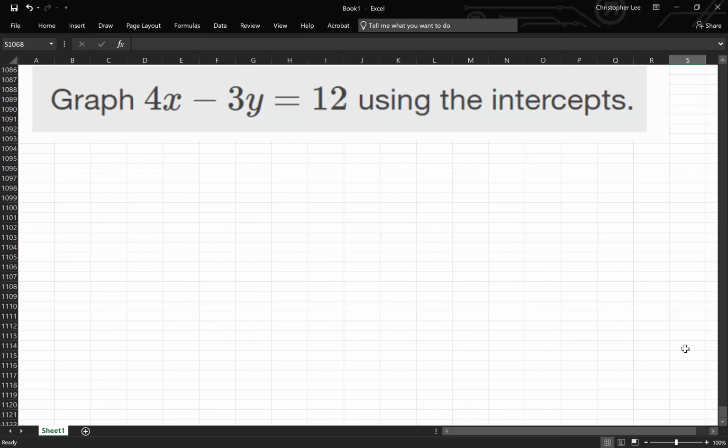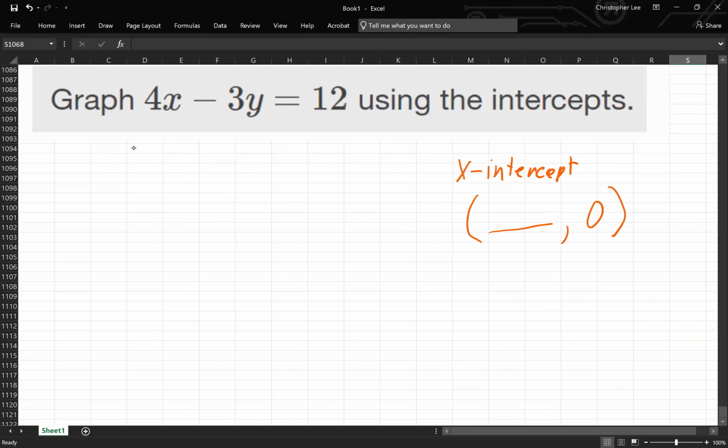All right. So we want to graph this using our intercepts. Same thing that we just did, right? So I want to find my x-intercept. You remember the x-intercept is where y equals 0, right? So this is something comma 0. Just plug it in, right?